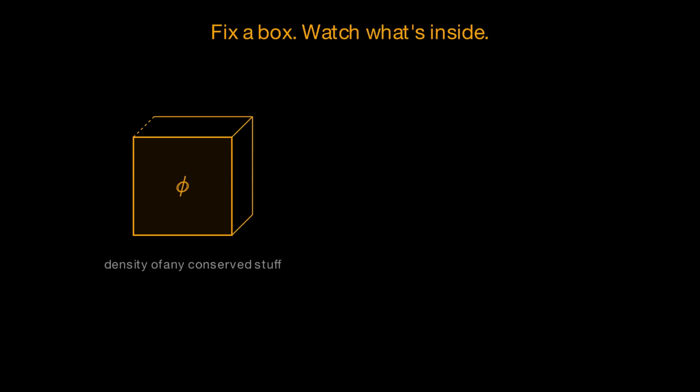Here's the idea. Fix a box in space, a control volume, and watch some conserved quantity inside it. Pick anything with a density: mass per volume, momentum per volume, energy per volume. Call that density phi. Now the amount of phi inside can only change for two reasons. Either phi flows across the walls, in or out, or it's created or destroyed inside by a source. There's no third option. So the rate of change inside equals the net flow in plus the sources. That sentence is the whole of conservation.